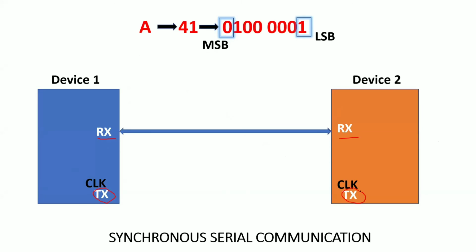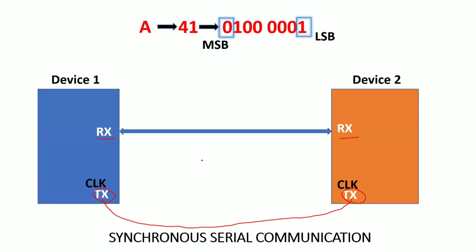Because I told you in mode 0 we are using synchronous serial communication. I am not using UART because I am not using a start bit and stop bit. I am just sending simple 8-bit data. That means I am using synchronous serial communication. Synchronous serial communication means these two devices should share a common clock source. So with the help of the TX pin, it will share the common clock.